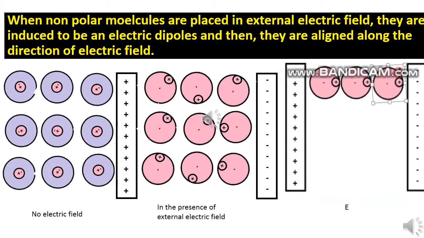So that is the second step. Now after some more time, what will happen? The torque will act on the induced dipoles. Due to the presence of torque, all the induced dipoles will be aligned along the direction of the electric field. So initially they don't have any dipole moment. Due to the presence of the electric field, they will attain the induced dipole moment after behaving as induced dipoles.